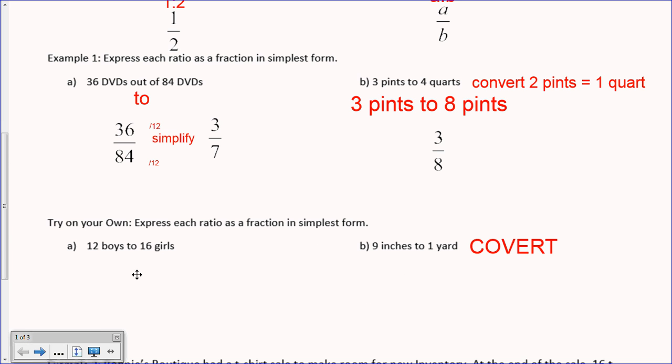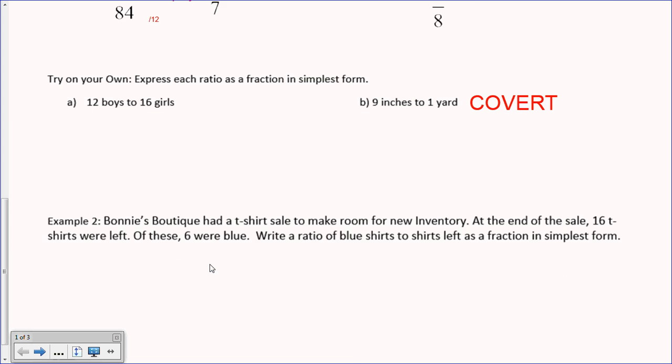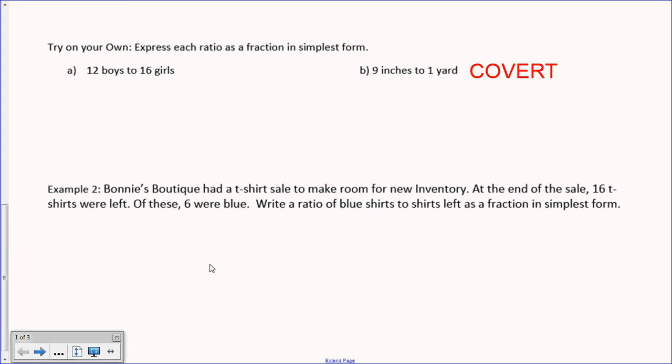We'll go over the answers to these two at the beginning of class, so go ahead and just write down what you think it is, and I'll go over how to do these problems. Okay? So I just want you to try this on your own. I will be looking to make sure these are complete when I check your homework. Okay? Example 2 is a word problem. Again, if I'm going too fast, pause the video. Okay? Bonnie's Boutique had a t-shirt sale to make room for new inventory.